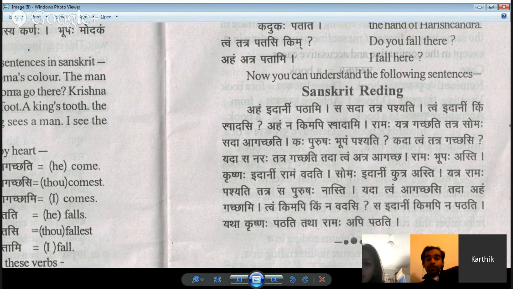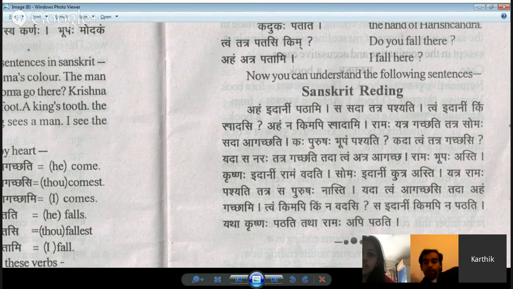Next 3. Krishnaha idani Ramam vadati. So Krishna is speaking to Ram now. He is speaking to Rama. Okay, Ramam vadati is also fine. Usually this speaking has 2 kinds of objects, right? One is what you are speaking and then to whom you are speaking. So when both are there, here what he is speaking is not there, but Ramam vadati, to Rama. That is fine. Okay, next one.